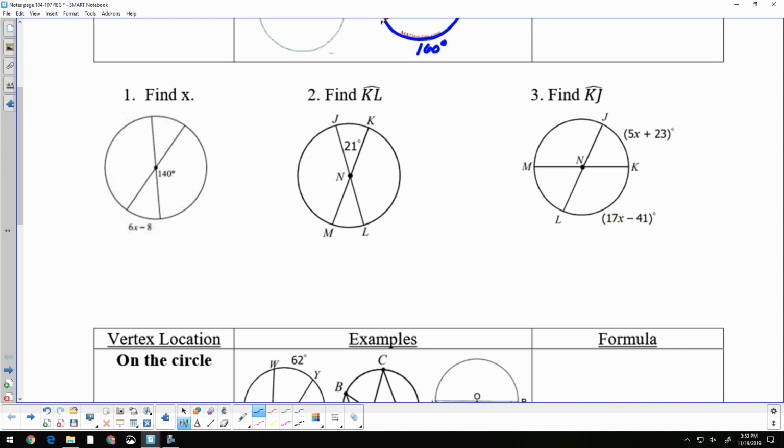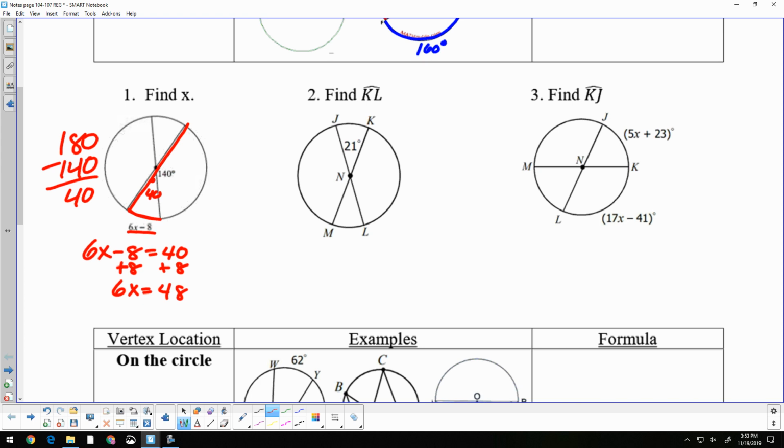So this one is asking us to find x. So I need to find what the value of 6x minus 8 should be. I do know that this arc is the same as this angle. So if I can find that angle, I just got to set it equal to the 6x minus 8. So these form a straight line, so they add up to 180. So 180 minus 140 ends up giving me 40. So this angle here is actually 40, which means 6x minus 8 is also equal to 40. Okay, so then I'm going to add 8 to the other side. I get 6x equals 48, and x equals 8 when I divide by 6. Okay, so there's our first problem done.